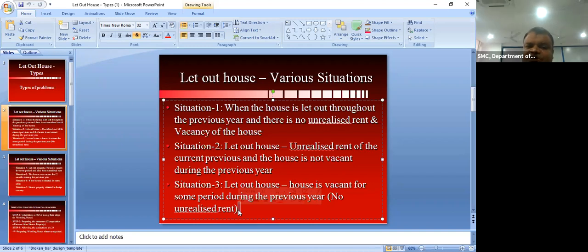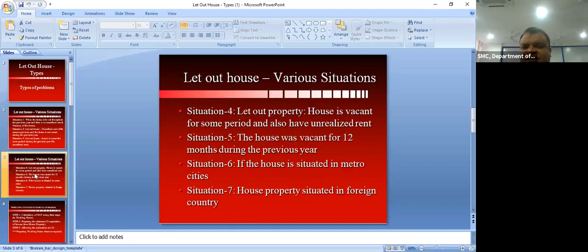In the third situation, the house is vacant for some period, maybe 1 month or 2 months out of 12 months. 10 months we have let out the house. 2 months was vacant, but there was no unrealized rent. Okay, this is the third situation.